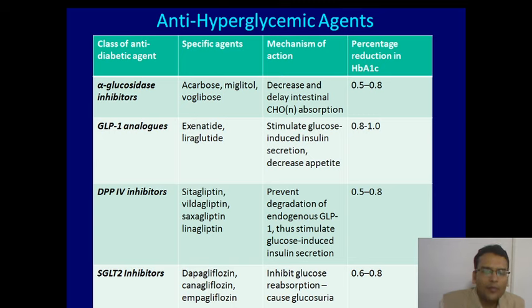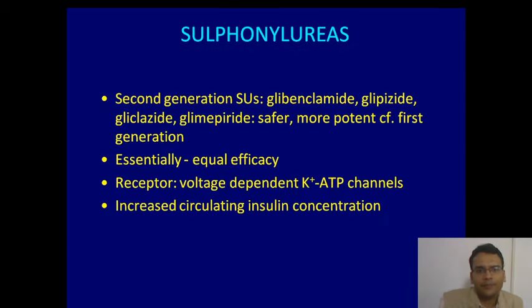1%. DPP-4 inhibitors work by prevention of degradation of endogenous GLP-1, thus stimulating glucose-induced insulin secretion, and they have been shown to reduce A1C by 0.5 to 0.8%. SGLT2 inhibitors inhibit glucose resorption in kidneys, causing glucosuria. So, in fact, they cause more glucose to be excreted through the renal route, and that is how they reduce your ambient glucose concentration, and they have been shown to have A1C reduction of up to 0.8%. In some studies it is reaching up to 1% as well.